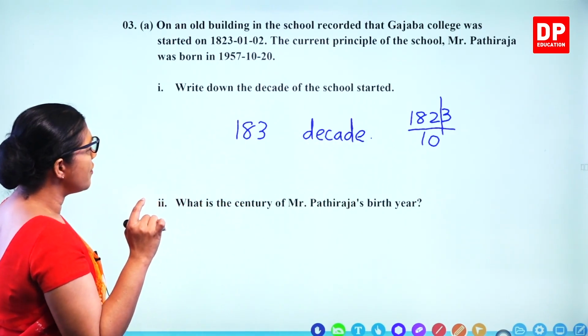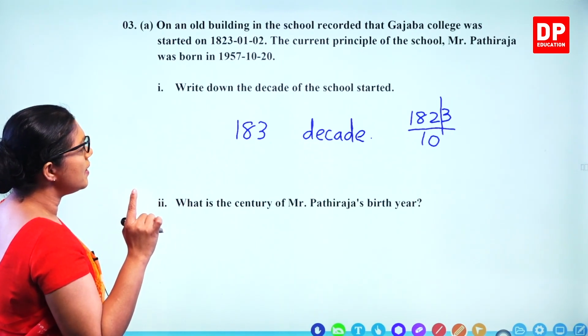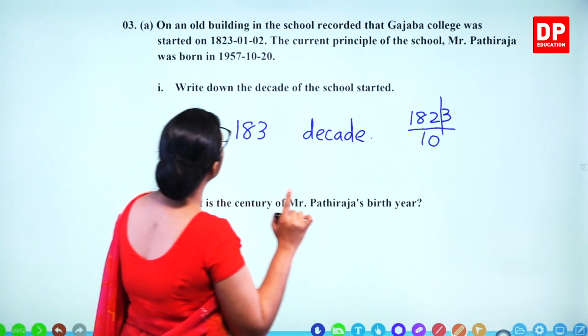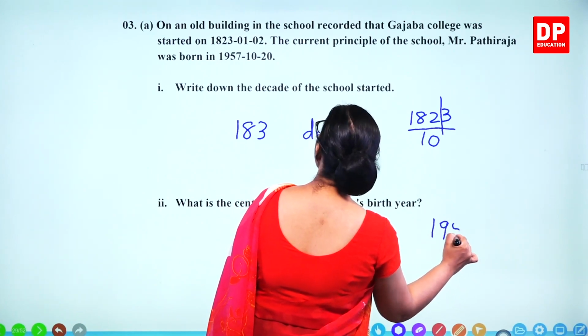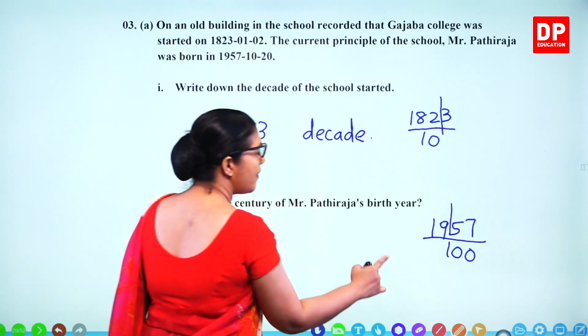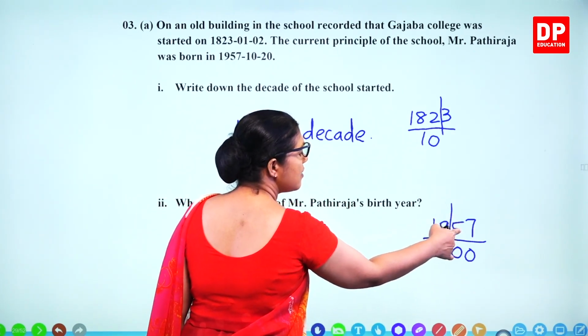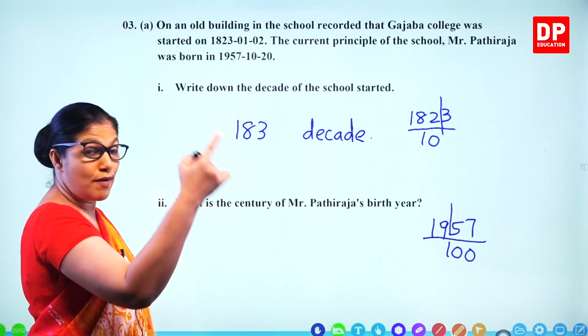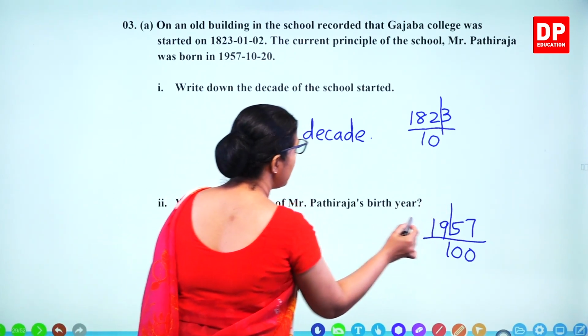What is the century of Mr. Pathiraja's birth year? Century means you divide by 100. So when you divide by 100 here, 19 there, so 57 there. So you have to add 1. So 20th century.